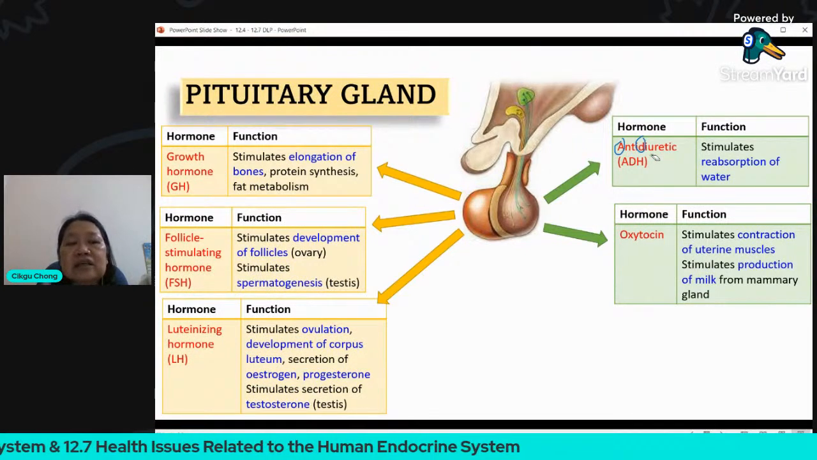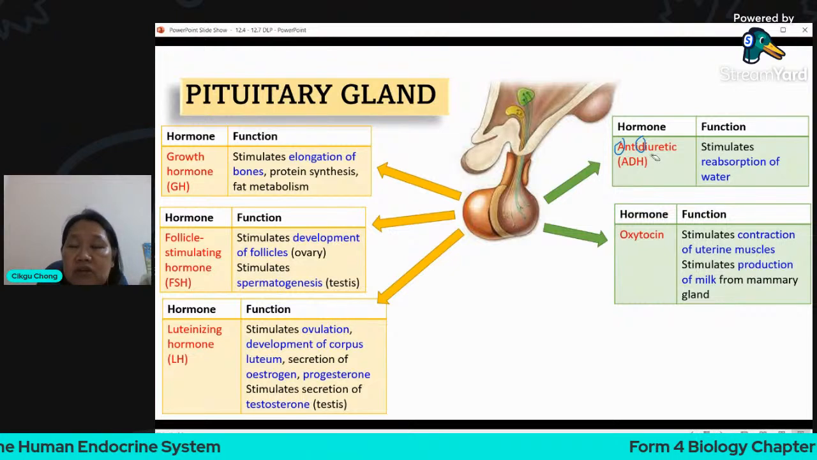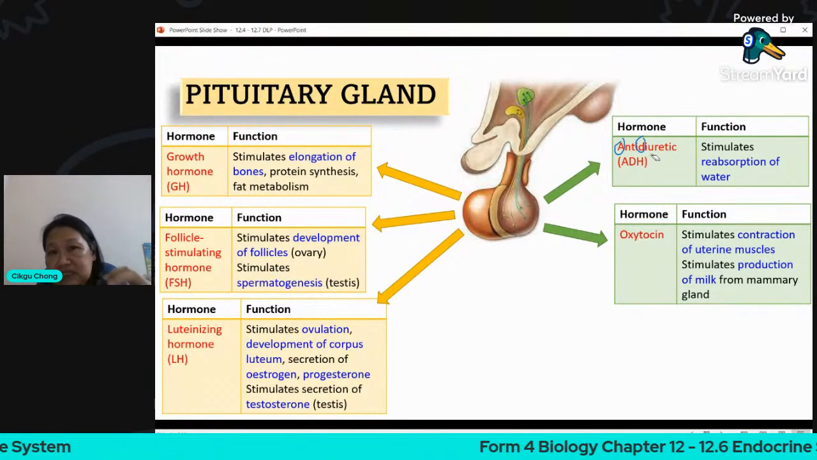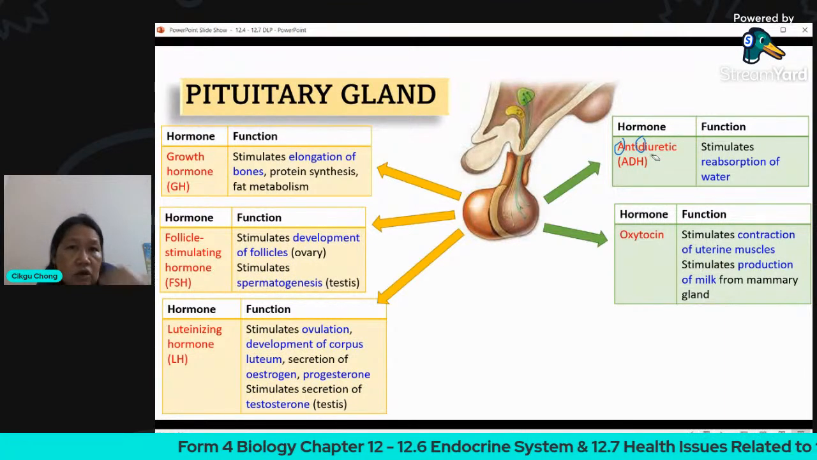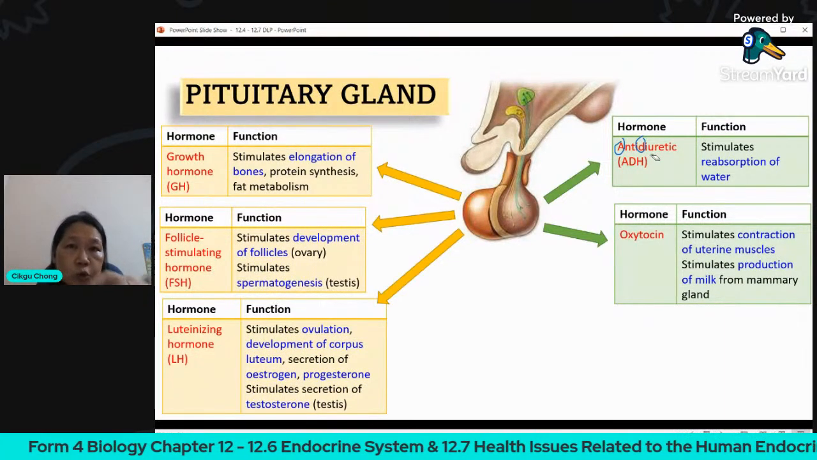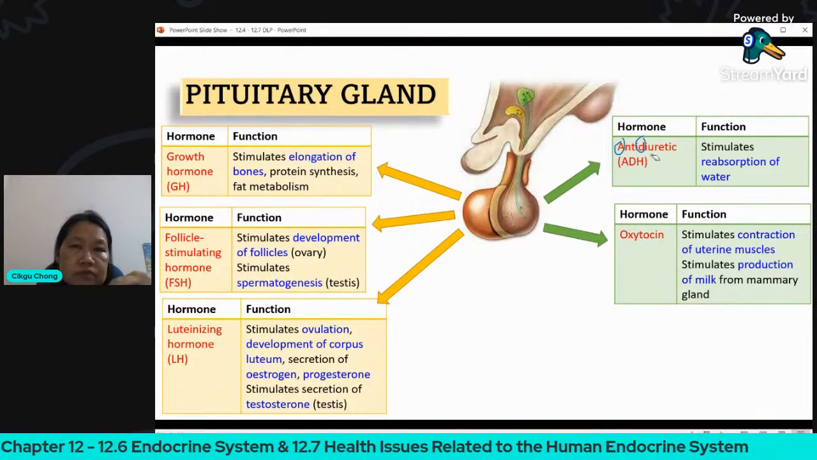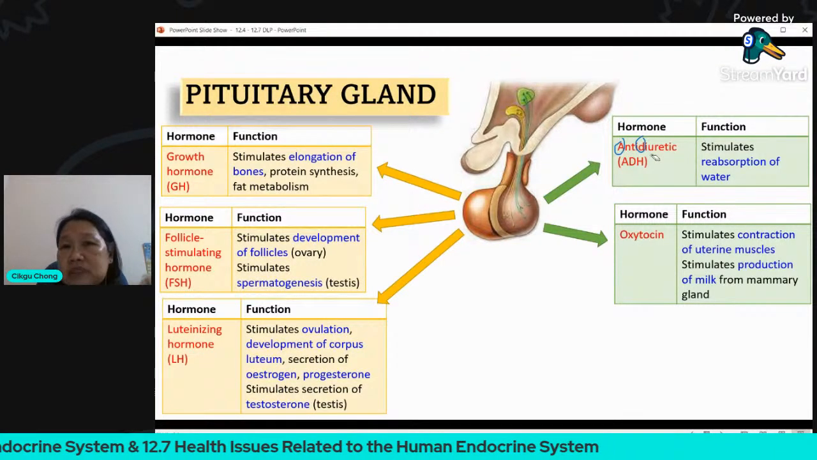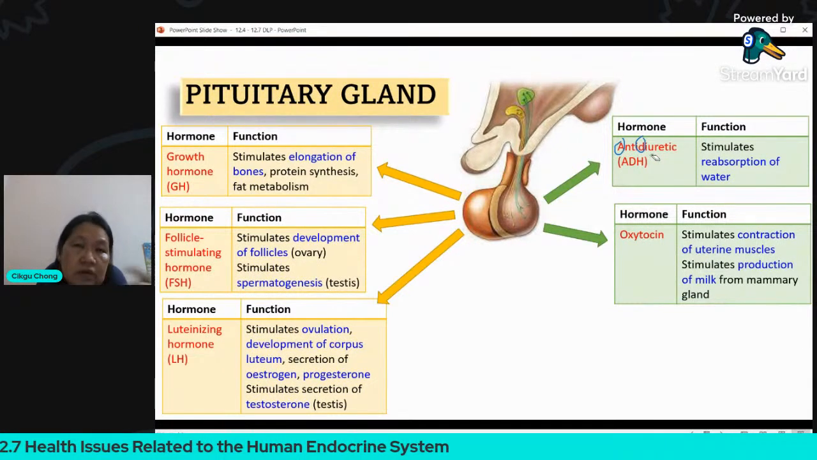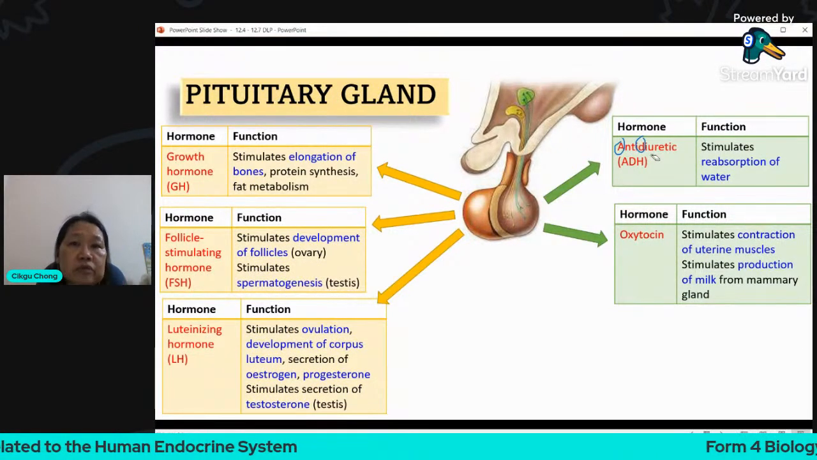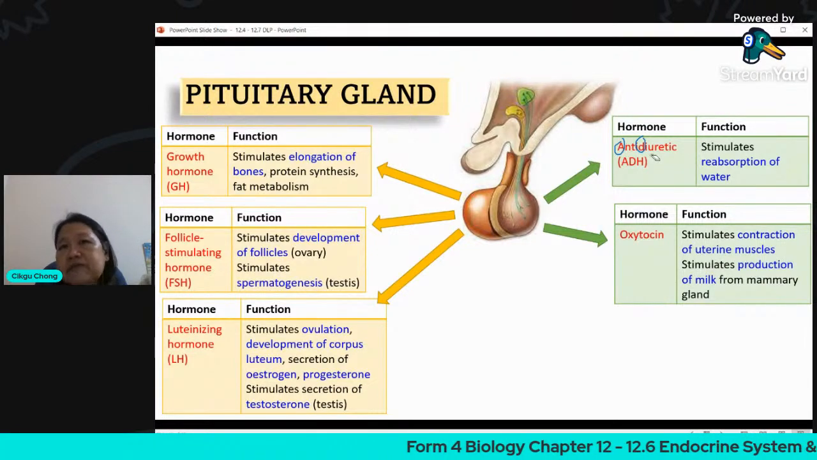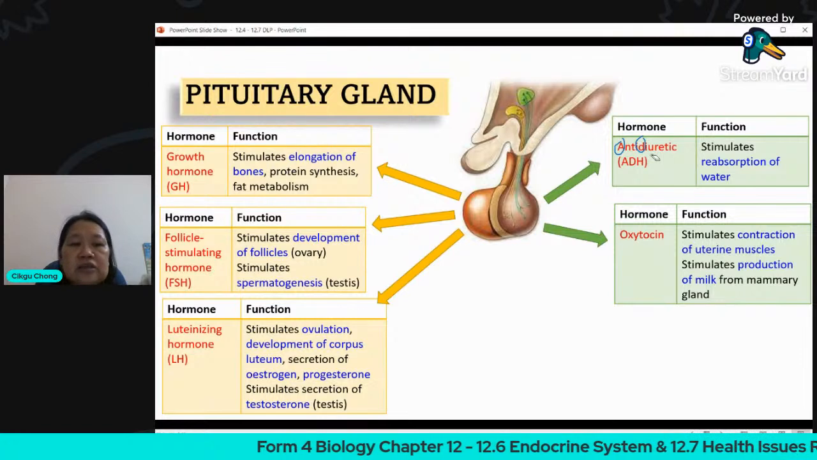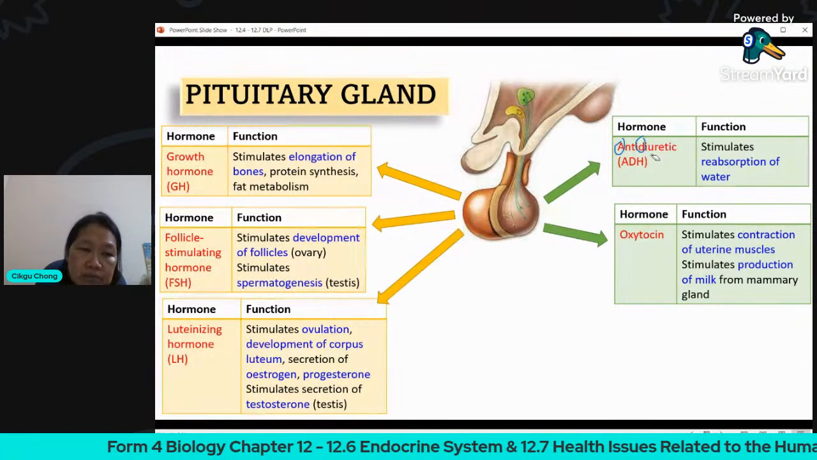After that, this LH will also stimulate the Graafian follicle. After it releases the ovum, this follicle is called the Graafian follicle. It will develop to become what we call the corpus luteum. The corpus luteum actually produces estrogen and progesterone, and it will last for the next 1 week or so after the ovulation. So, secretion of estrogen and progesterone.